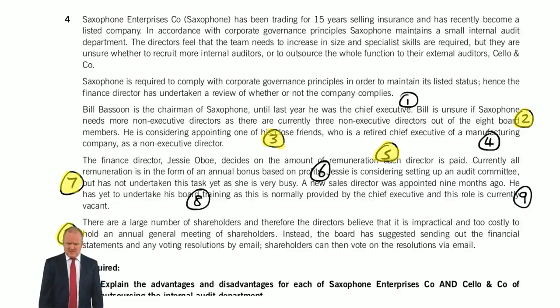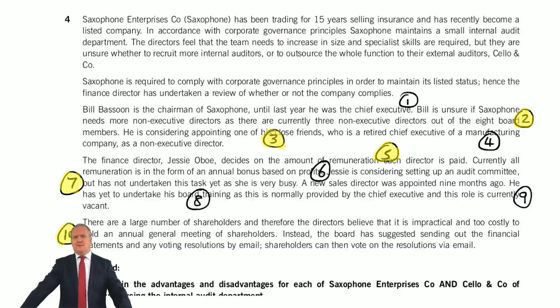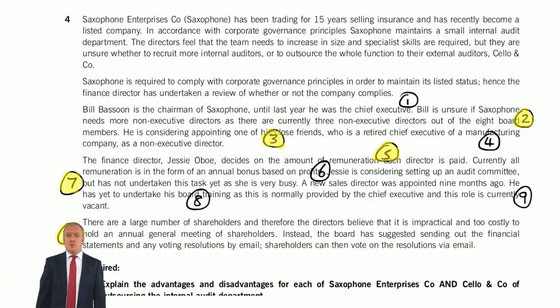Number 8, a sales director was appointed 9 months ago. He has yet to undertake his board training. If the sales director has not been trained, the chances are they don't understand their corporate governance duties, their legal duties, and possibly don't understand how they fit into this board and its various committees. We could end up with breaches of law, breaches of corporate governance, directors not doing their duties. Recommendation: as soon as possible, the sales director needs to go through that formal training. And since this is corporate governance, you don't need the chief executive to do it. The chairman should organise someone else to do it.